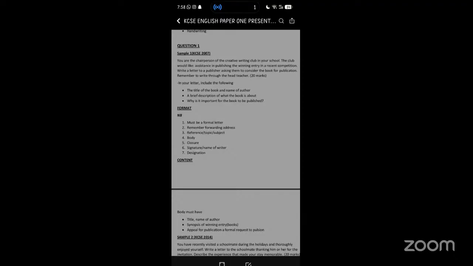Take time, scribble a few things before you write, right on the side. Chukua kalamu. Please jot down what is the question asking, so that it is easier for you.